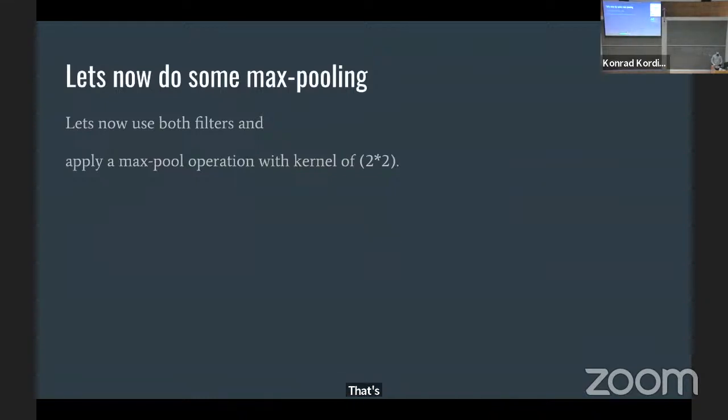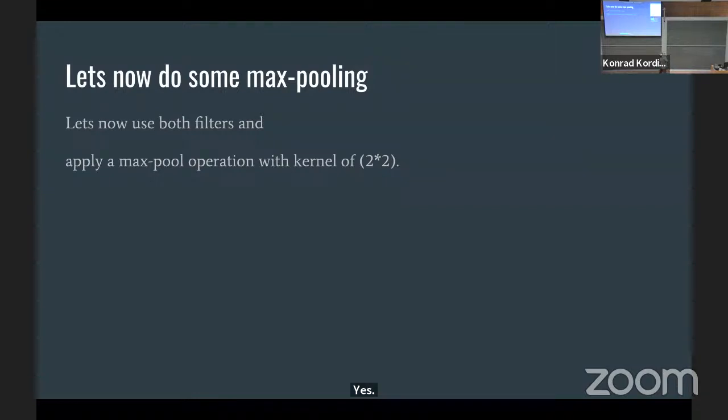So now let's do some max pooling. Now we'll use both filters and we'll use a max pool operation with the kernel 2x2. What's the intuition of max pooling? Why do we do max pooling? Now a lot of convnets do max pooling. Why do we do max pooling? Yes? Reduce dimensionality? Reduce the dimensionality, yes, that is an important part. After max pooling, if we're in 2-dimensional space, we have a quarter of the number of values per channel. What else? What's the intuition? What are we looking for?